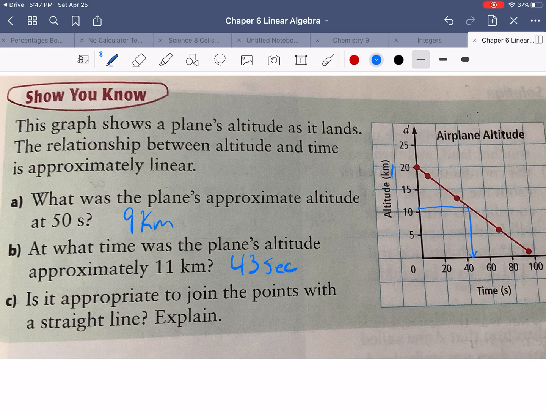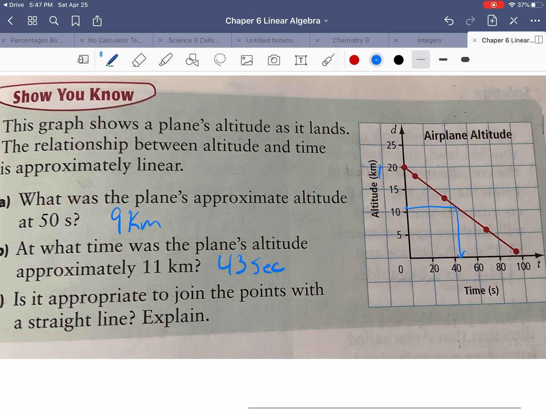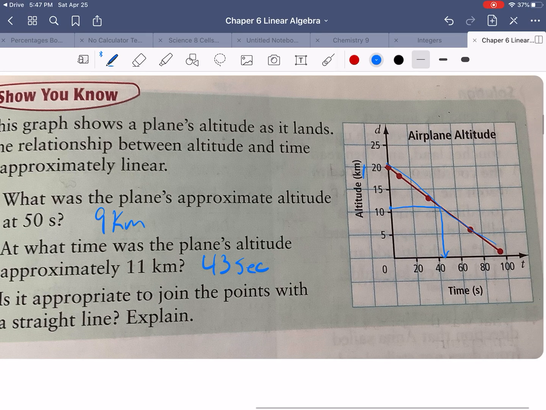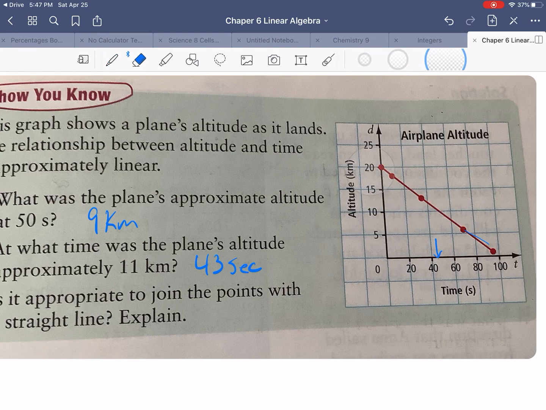Is it appropriate to join the points with a straight line? So it doesn't make sense for us to join the points in a straight line here. So this is when we have to take a look at the graph and we say, okay, we're looking at time and altitude, which basically means how high the airplane's flying. So obviously when the airplane's on the ground, at time 0 seconds, so this is, okay, so at 100 seconds, it's coming into a landing.